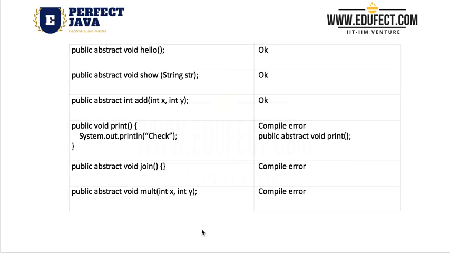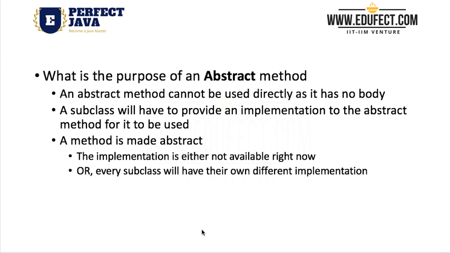Okay. So what is the purpose of an abstract method? As we have studied so far in this lesson, an abstract method cannot be used directly as it has no body. Because it has no body or implementation, we cannot use it directly. A subclass will have to provide an implementation to the abstract method for it to be used. So we will need to define a subclass which gives an implementation for it to be used.